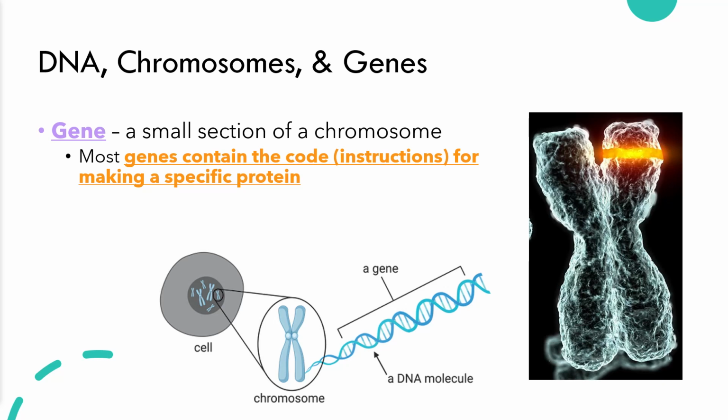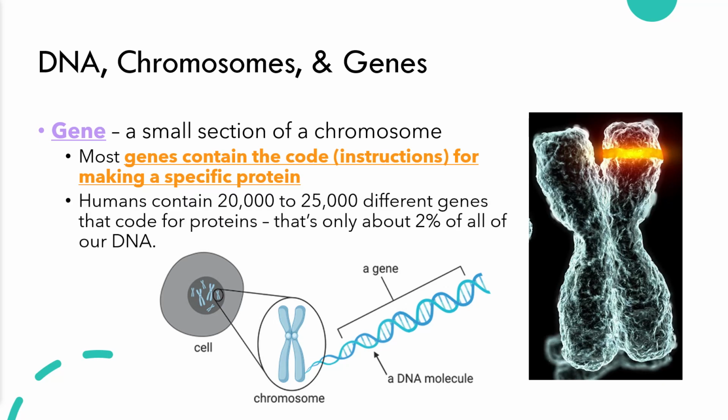The reason we need to understand genes is because most genes contain the instructions for making a specific protein. We'll talk about proteins in just a minute and why they are so important, but you need to know that your genes code for the proteins that your body makes. Humans have approximately 20,000 to 25,000 different genes that code for proteins. These genes only make up about 2% of all of our DNA. That other 98% of our DNA has other purposes.